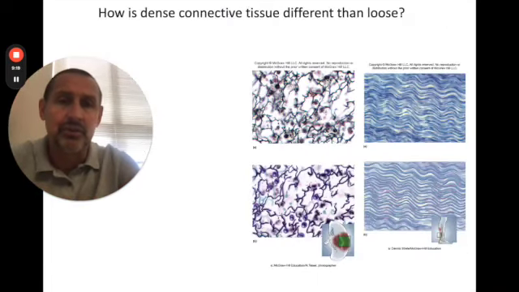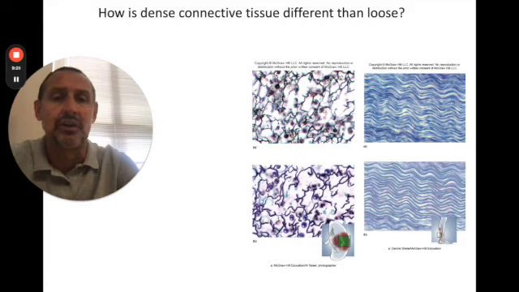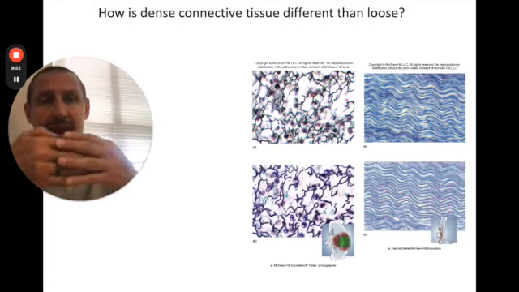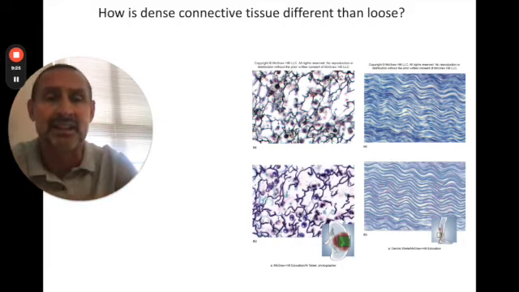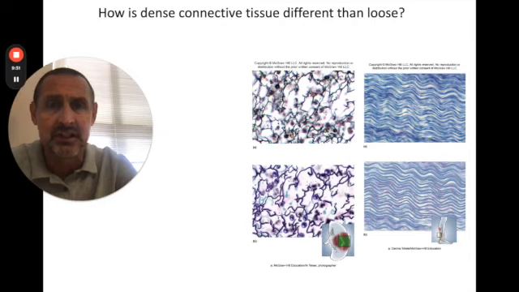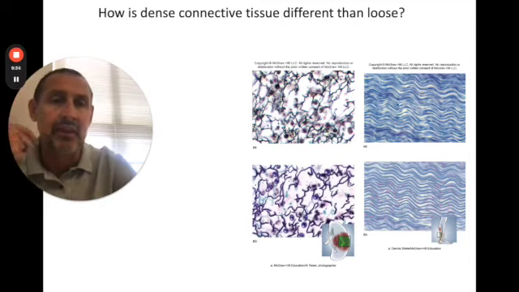Loose connective tissue, you can see that the fibers are not as dense or compact as they are with a dense connective tissue. So if you look over here, this is loose connective tissue. These are the fibers, and they're kind of separated. Here's dense connective tissue where the fibers are very close together.